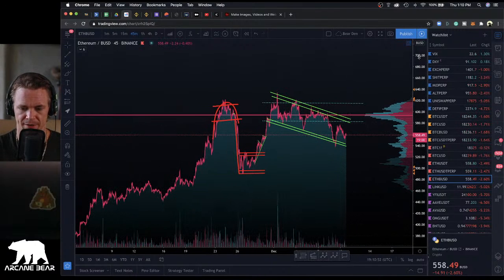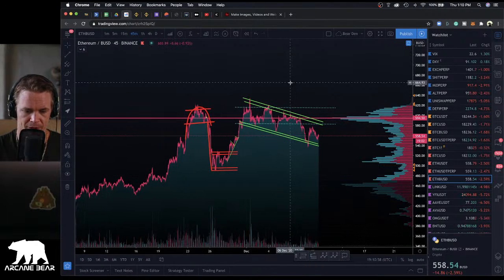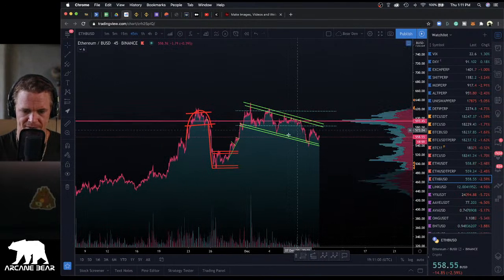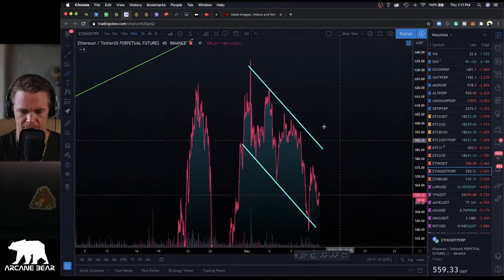Now, the question is, how much do we cool down between here and March? I think we're going to find out probably within the next week, which is fantastic. If this starts to break out again, there's another chance again that we come lower later, but that's a bit of a different story. I think it's on the Ethereum perpetuals, yes.